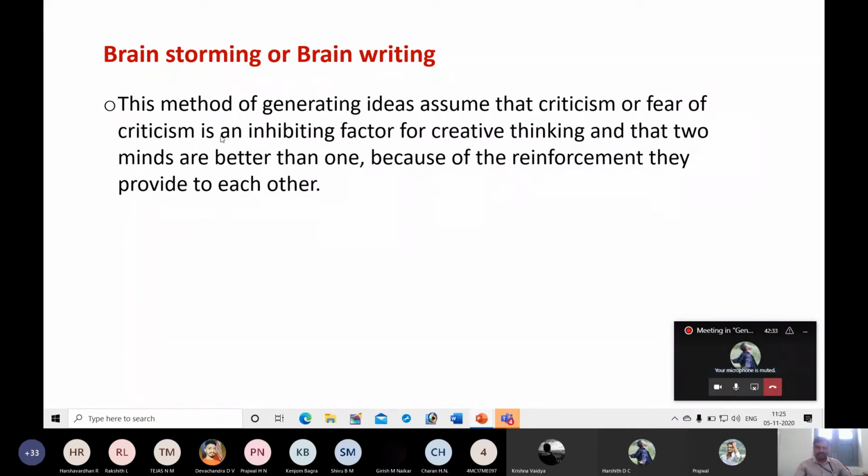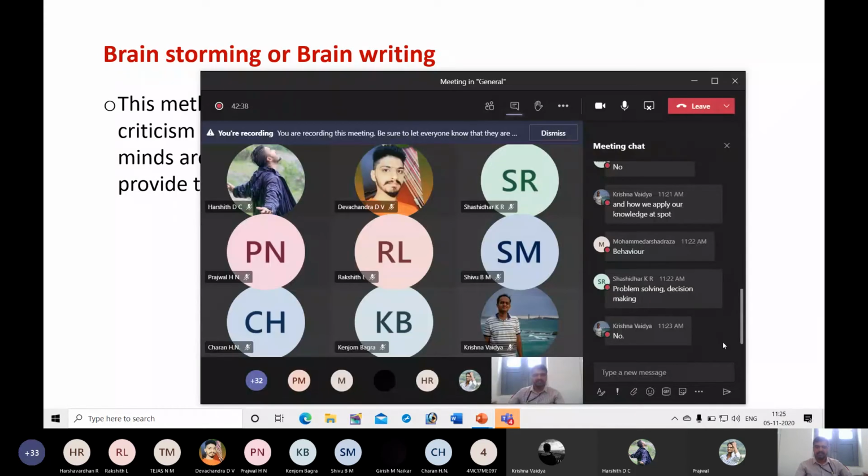Next, two minds are better than one. That means teamwork is better than individual work. Why is teamwork better than individual work? Why are two minds better than one mind? What is the reason? One can find out the negativity.